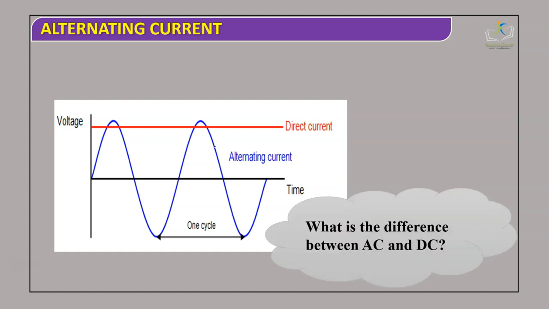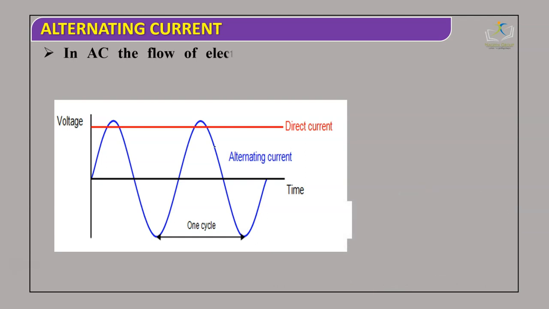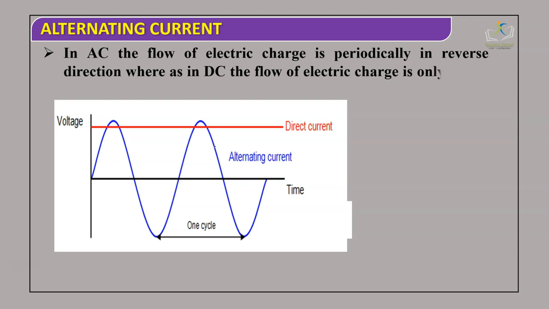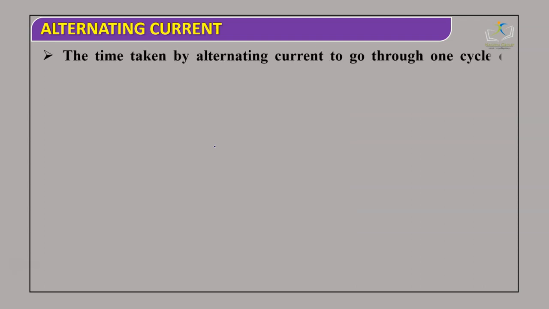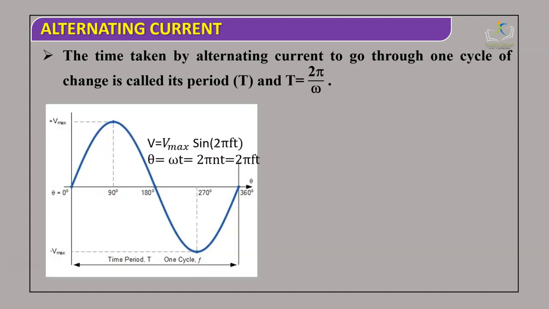What is the difference between AC and DC? In AC, the flow of electric charge periodically reverses direction, whereas in DC, the flow of electric charge is in only one direction. The time taken by the alternating current to go through one cycle of changes is called its period, that is the time period T, and T is equal to 2 pi by omega.